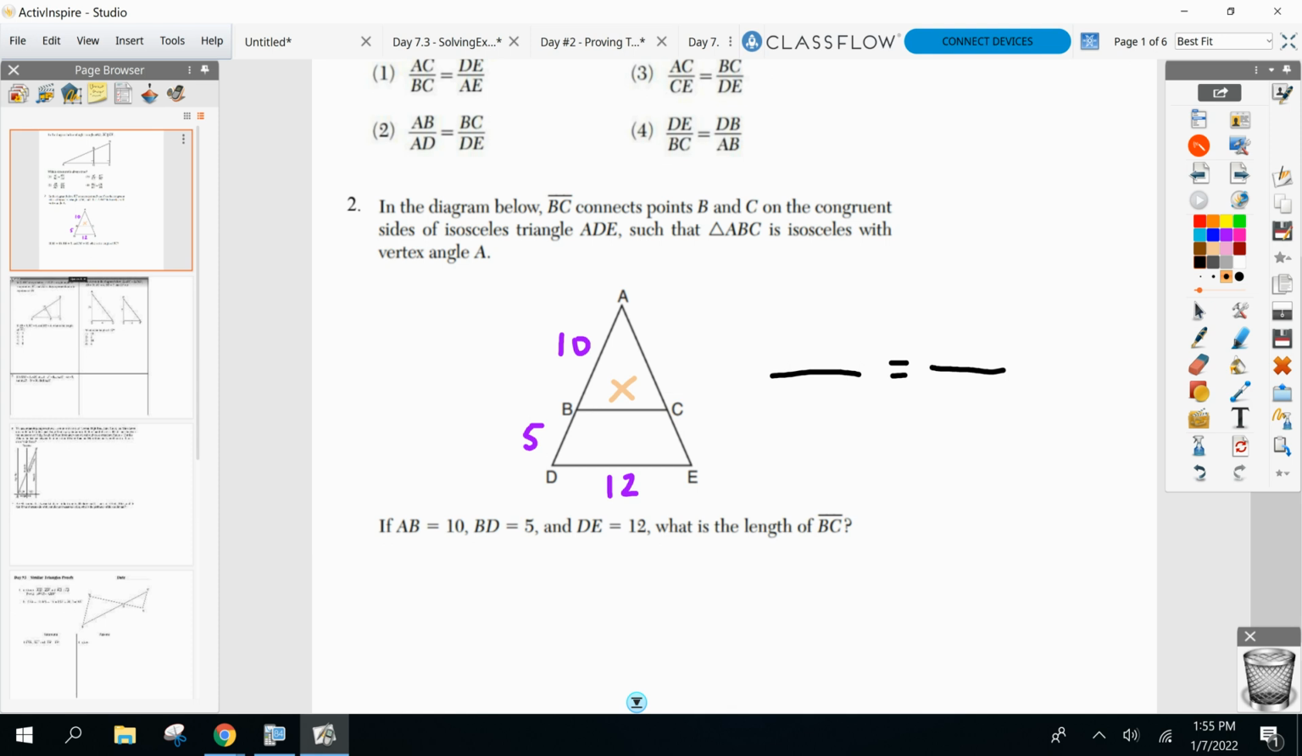When you create your proportion, you are only allowed to have full sides of the triangle. Do you see BD is 5? 5 should never appear in your proportion. Why? It's not a full side. Only full sides are allowed in the proportion, not partial sides. All right, you ready to build this for me before we go?